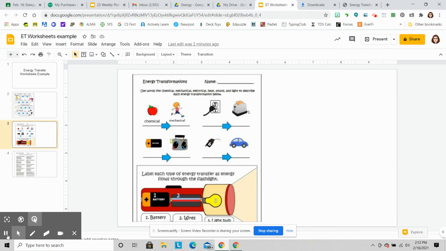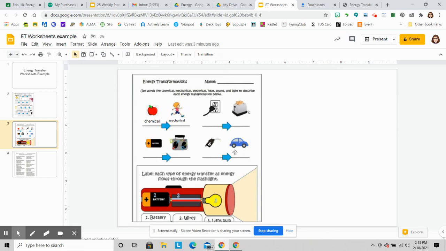Okay. The second example, you have an electrical outlet, so that's going to be electrical energy, and then a toaster. I would say thermal or heat first because that's how you make toast. But you could also think about how the bread pops up, and that would be mechanical. So you kind of have to decide what part of the toaster you're talking about there.